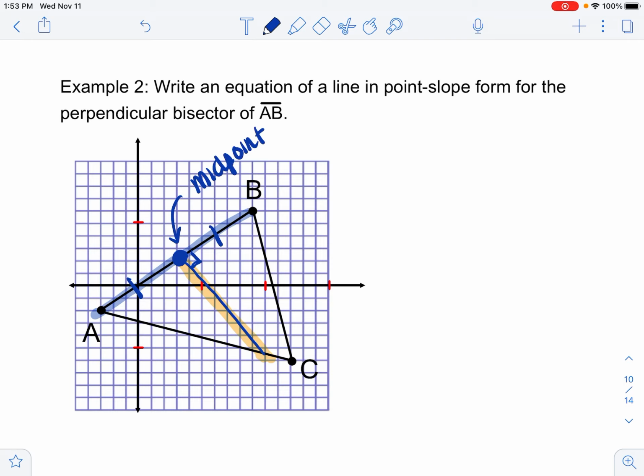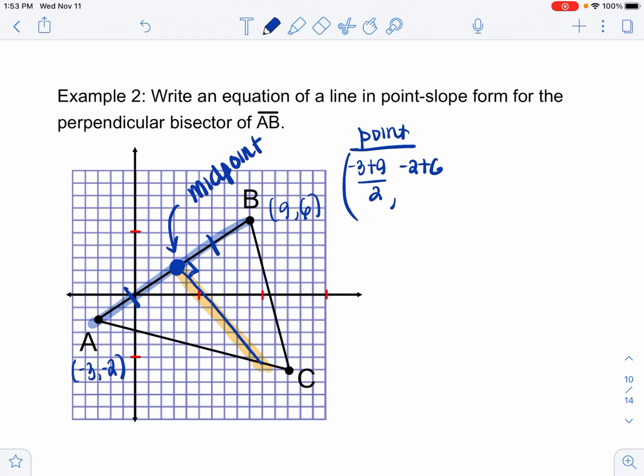So now I need to know where A is and I need to know where B is. A, as we said before, is at -3, -2. B is at 9, 6. So now I'm going to find the midpoint. I'm going to do, my x is added, -3 plus 9, and then divide that by 2. My y is added, -2 plus 6 divided by 2.